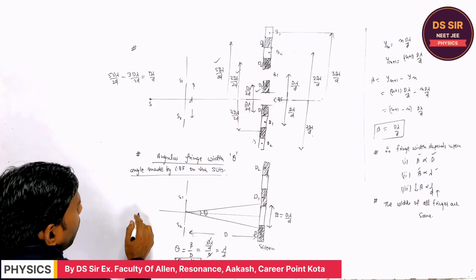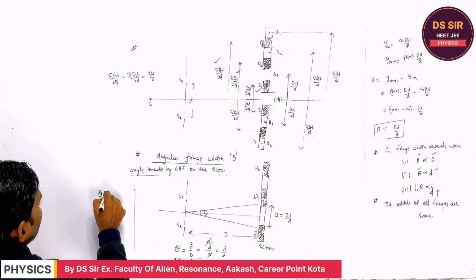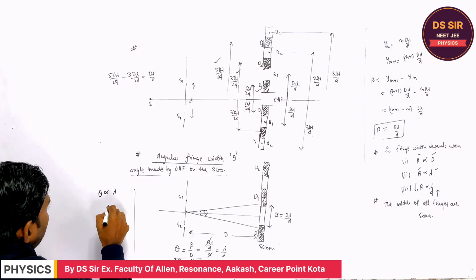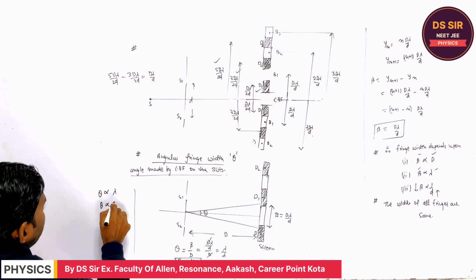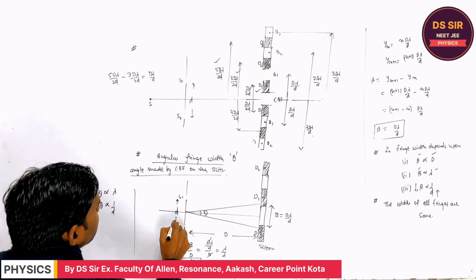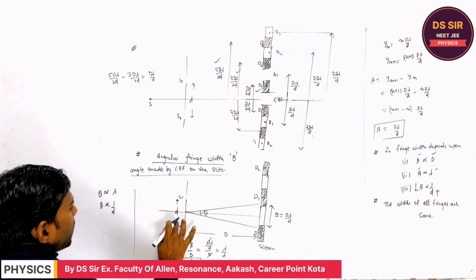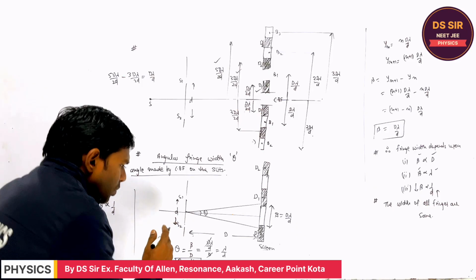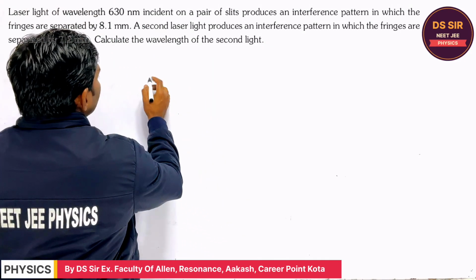So it depends upon what? You tell. Angular fringe width depends upon lambda, directly proportional to it, and inversely proportional to the small d. Small d is nothing but the distance between two slits. All right. Copy this.